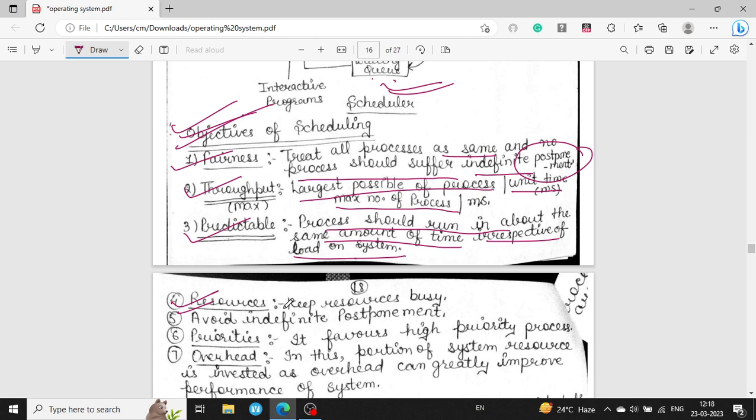On the other hand, the next objective of scheduling is resources. Keep resources always busy. Avoid indefinite postponement. Priorities: it favors high priority processes. Overhead: the portion of system resources invested as overhead, if kept low, can greatly improve the performance of the system.